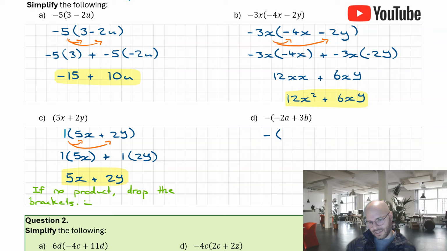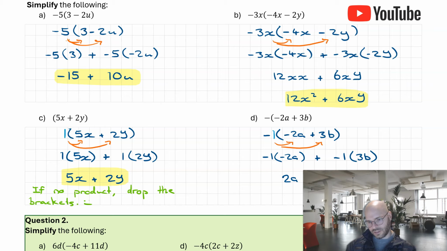Okie dokie, next one. We have a negative outside the bracket, and then inside we have minus 2a plus 3b. Now again, this one's a little bit confusing. It's just a negative out front. How do we deal with that? Well, if there's just a rogue negative, between the bracket and the negative we have an implied 1. So if we go for the expansion here, we're going to get minus 1 imprinting itself on both the negative 2a and the 3b. This is going to expand out to minus 1 times minus 2 is just 2a, plus minus 1 times 3 is 3b.